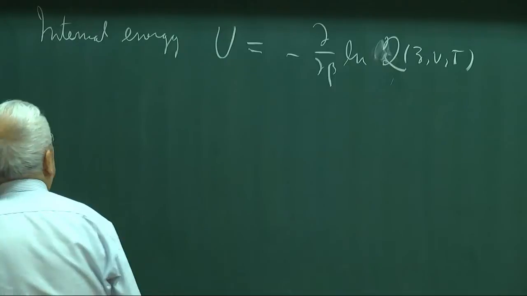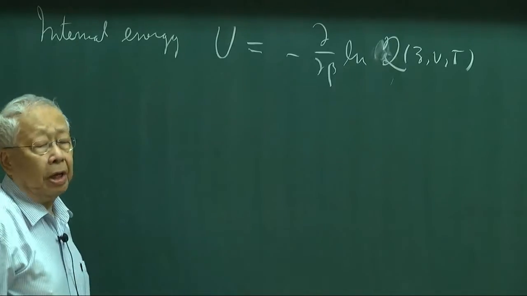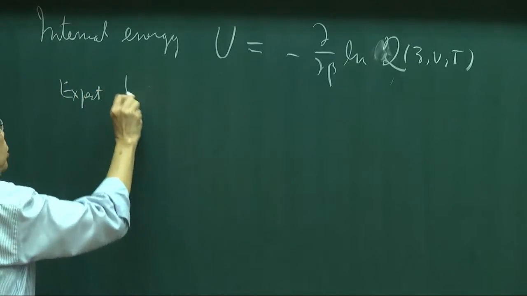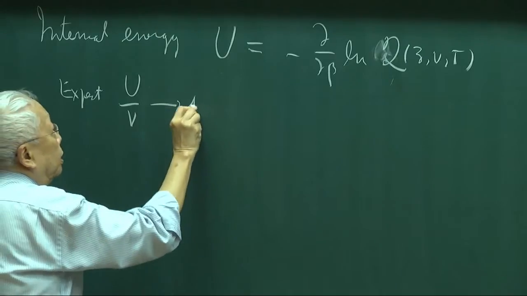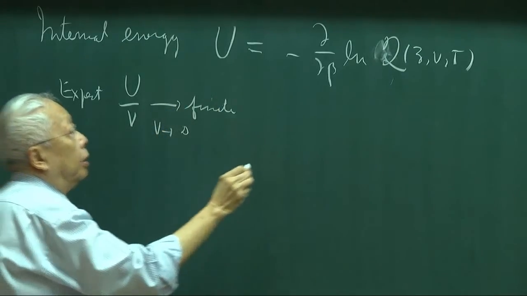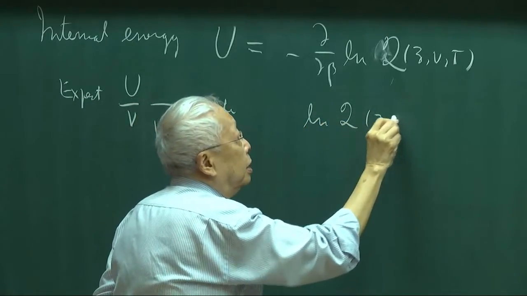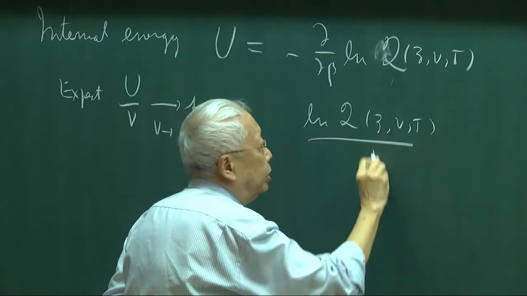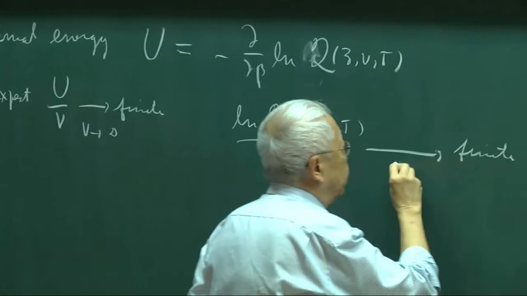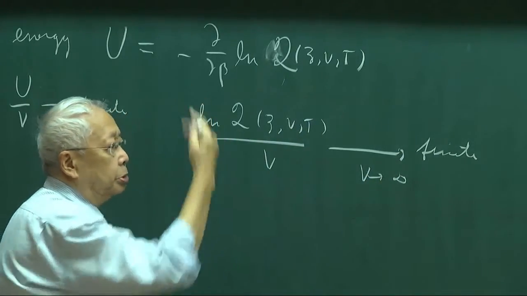And therefore, we would expect that this per unit volume is a finite quantity. So we expect that U over V is finite when V approaches infinity. And therefore, log of Q of z, V and T, this quantity divided by V, we expect that this approaches a finite quantity as V goes to infinity. Therefore, Q itself goes like exponential to the V.